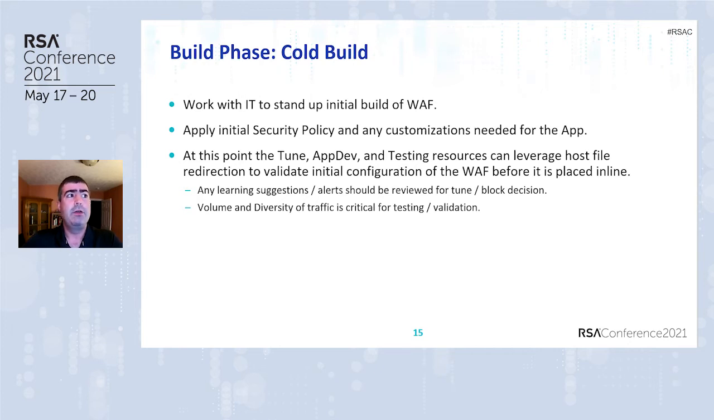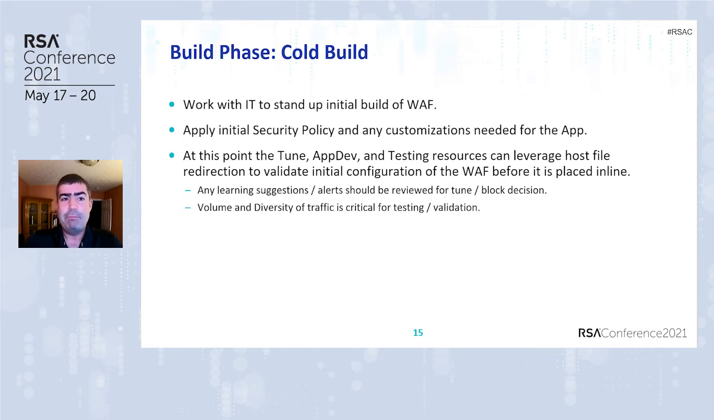Next, we get to the fun part, the cold build. The cold build encompasses everything from initially turning on a WAF, building out the initial security policy, and then any customizations needed for the specific web application firewall. Then once we finished that process, I'd reach out to the Tune, the app dev and testing, and ask them to leverage host file redirection so that all of their web traffic to our app would naturally flow through the web application firewall.